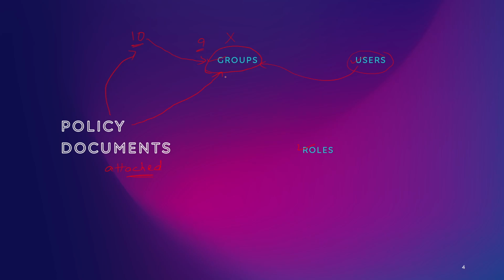So I hope you guys got a good understanding of what policy documents are. And now let's dive right into the AWS console, so I can show you guys where you can find policy documents in AWS and how things work out on a console.